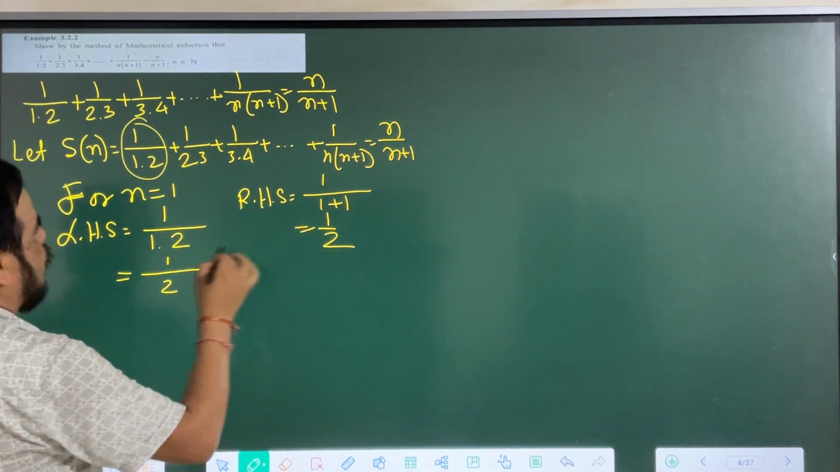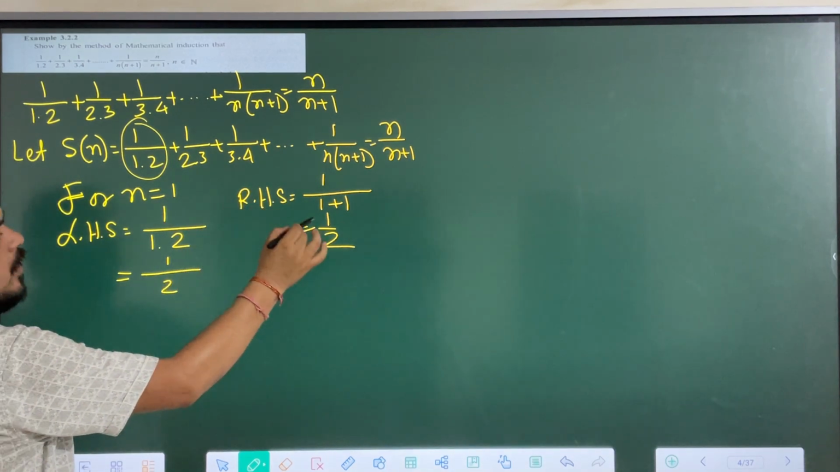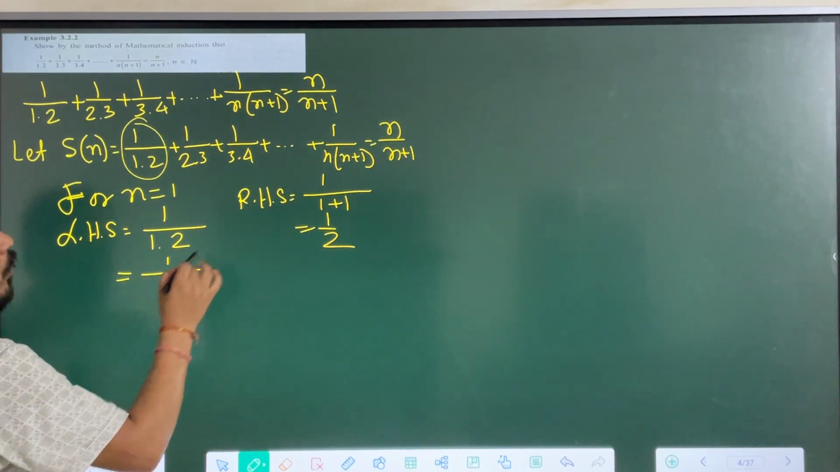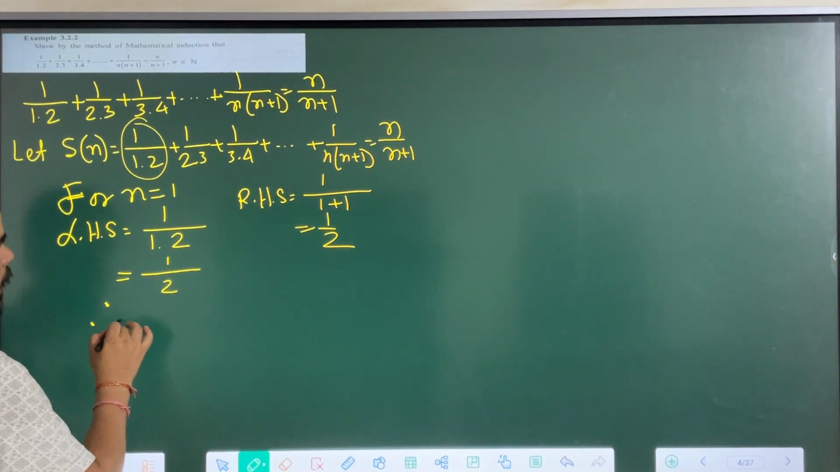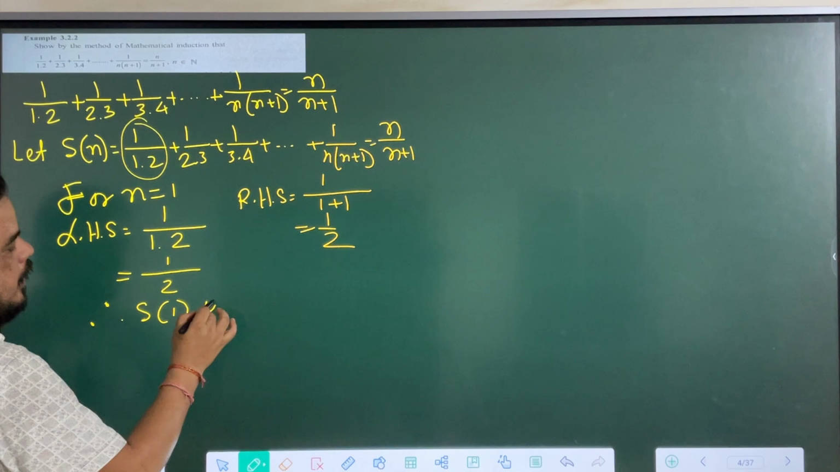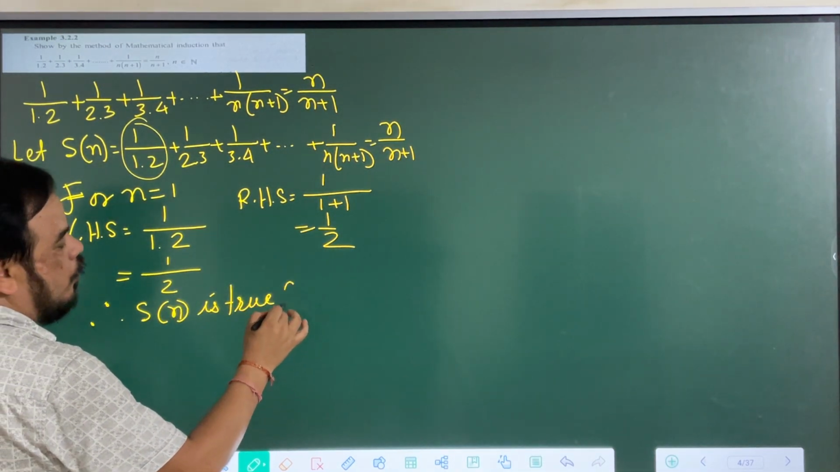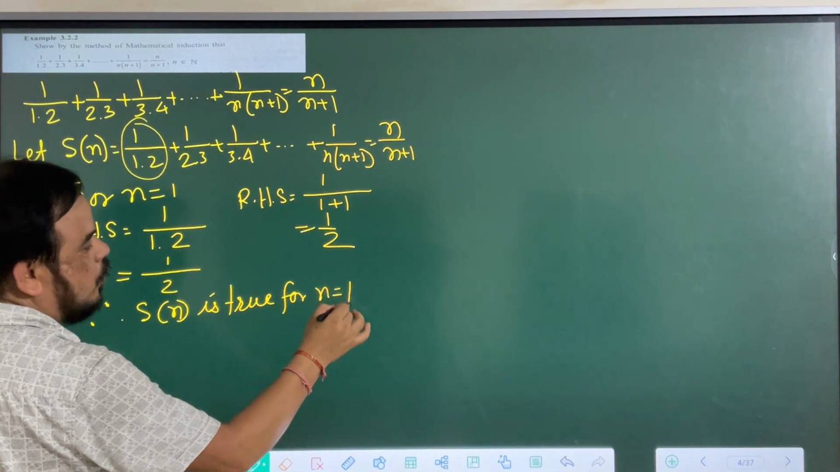So 1 by 2. LHS is 1 by 2. RHS is 1 by 2 for n equals 1. So LHS equals RHS, therefore Sn is true for n equals 1.